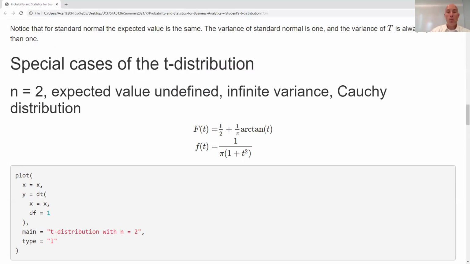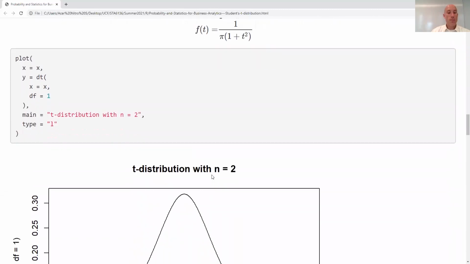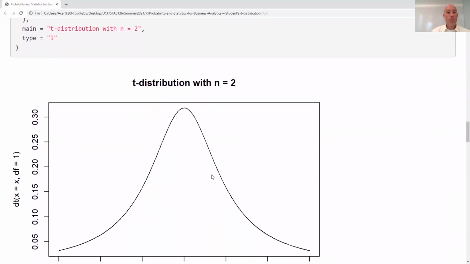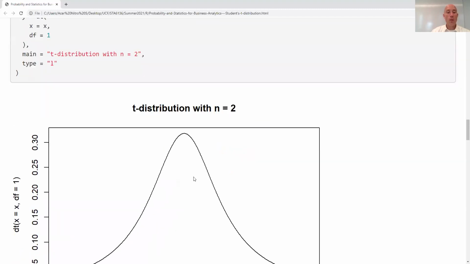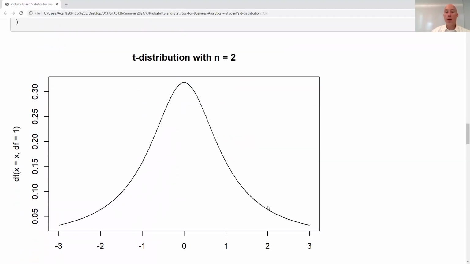All right, so the cumulative distribution function involves arctangent, and it's just 1/2 plus 1 over pi arctangent. And here is the density. And if you remember from Calc 2, this connects directly to arctangent very nicely. Now, if we put n equals 2, here's the density. So this is pretty heavy tails.